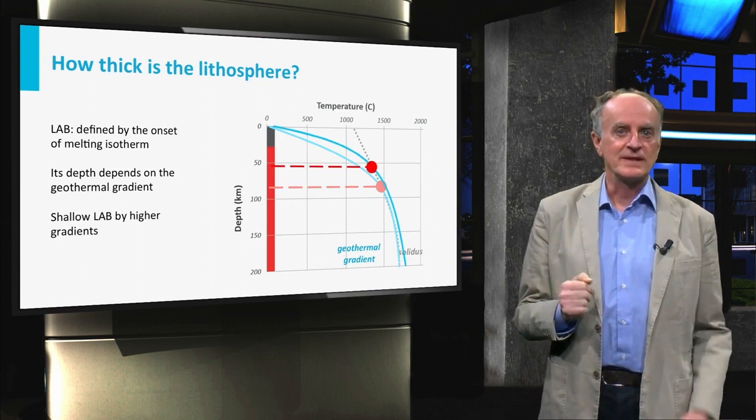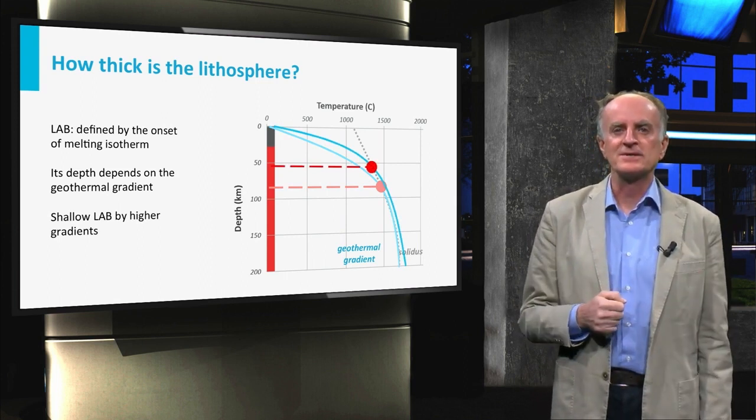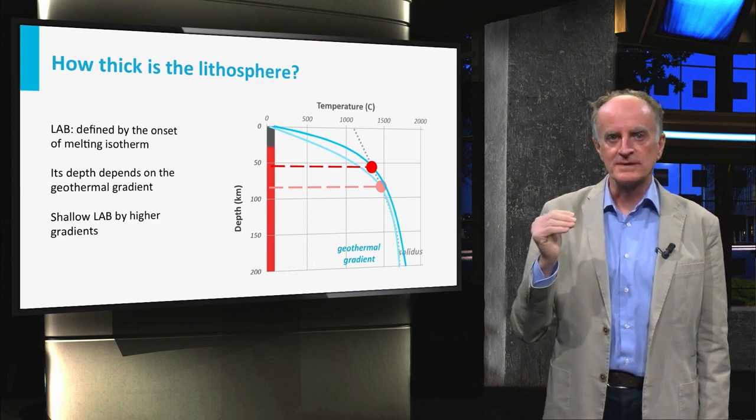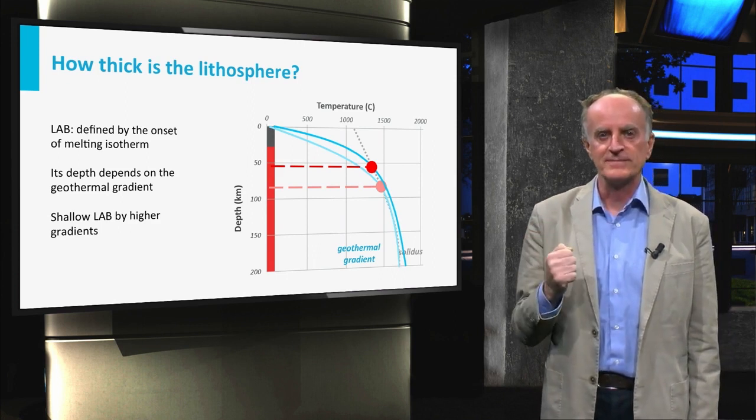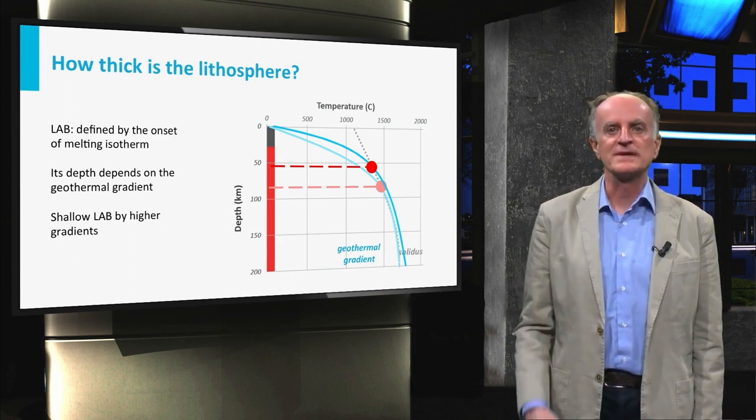In domains where the geothermal gradient is very high, the 1300 degrees isotherm will be shallower and the lithosphere thinner. In regions where geothermal gradients are low, the lithosphere will be thick.